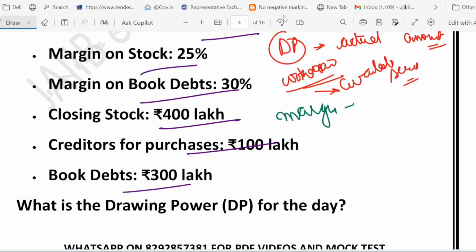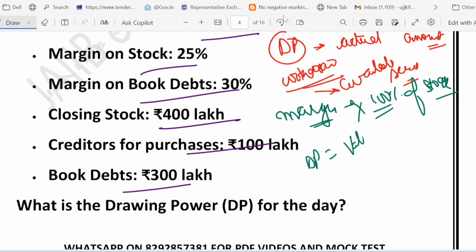Margin means the bank is saying that we won't fund 100% of your stock or debtor. You must also bring some share. So what is the meaning of DP? DP is the value of security available to the bank minus margin. Try to understand, very, very important. So DP is the maximum actual amount the borrower can withdraw based on the available security after applying the margin.